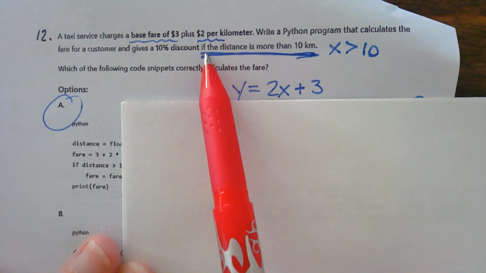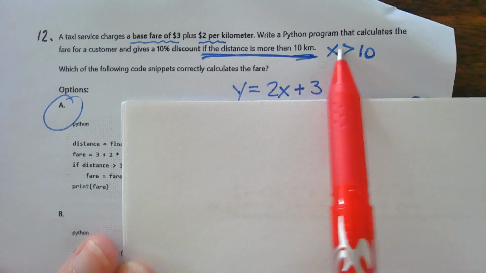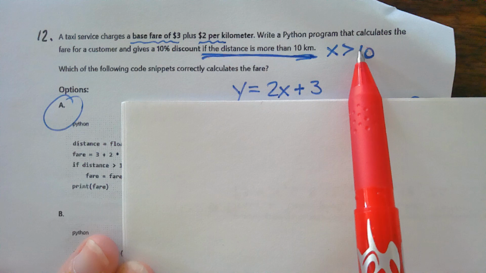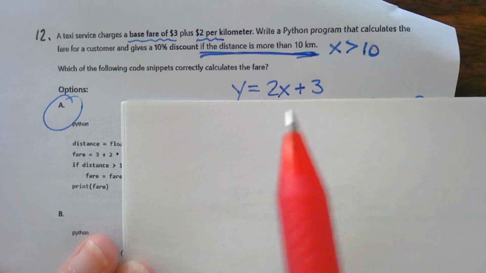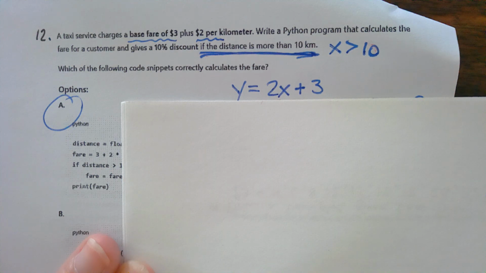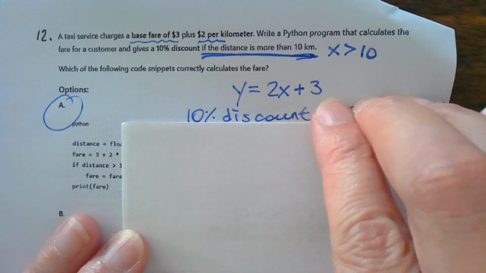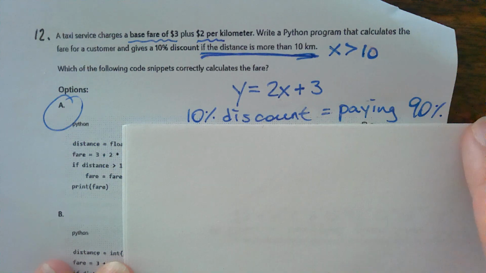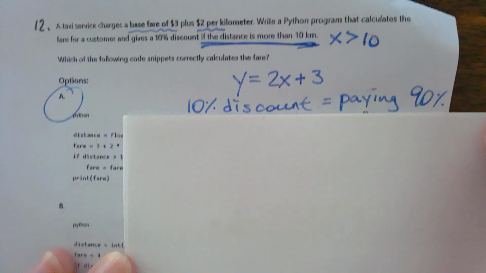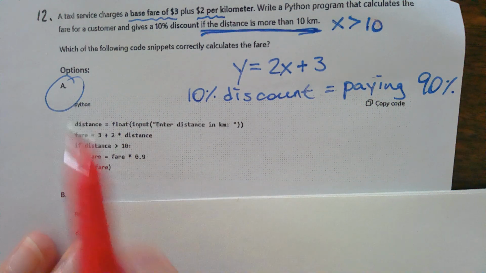Okay, and then this second part, if the distance is more than 10 kilometers, so this is your if else statement for the coding. So x greater than 10, right? If you travel more than 10 kilometers, you get a 10% discount. So, Ariana, if you get a 10% discount, that means you are paying 90%. What is 90% as a decimal? 0.9. So that's why it's A, your answer.